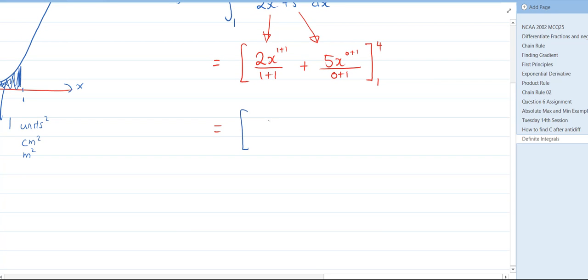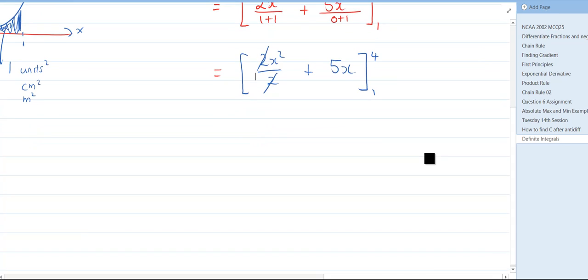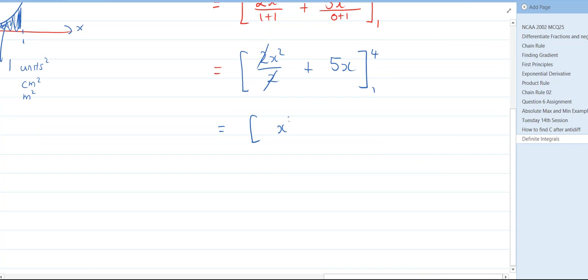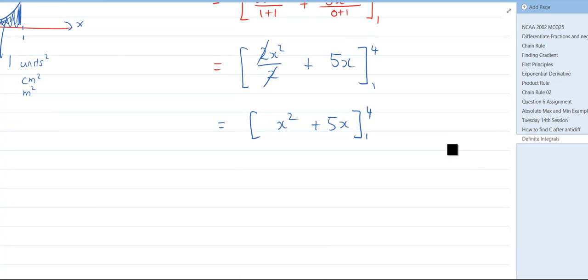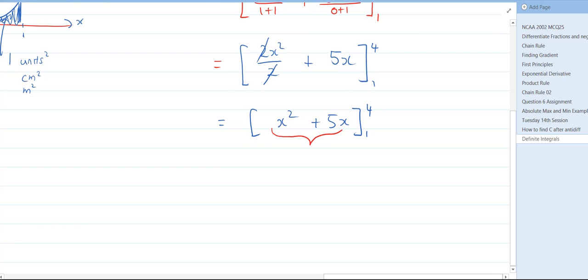So equals 2, let's simplify that down. That now gives me 2x squared over 2 plus 5x, from 1 to 4. So now I know it's actually just equal to x squared plus 5x. That's pretty simple and straightforward. Now, that's anti-deriving. But remember, when you anti-derive, this tells me F of x. So I know the next step is to find out the area. We're going to use what we call the fundamental theorem of calculus.